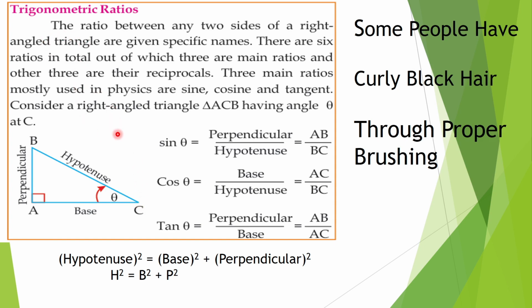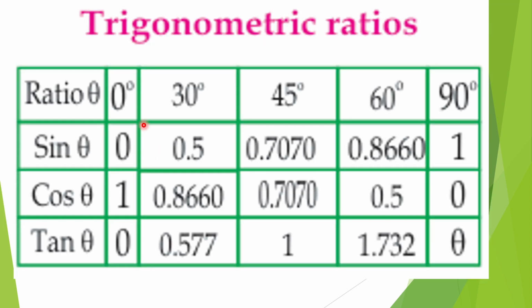Now move forward to the values with different angles. For example, these are trigonometric ratios. The value of sine 0 degree equals 0, the value of cos 0 equals 1, and similarly the value of tan 0 equals 0. Similarly, the value of sine 30 degree is 0.5, the value of cos 30 degree is 0.8660, and the value of tan 30 equals 0.577, and so on.